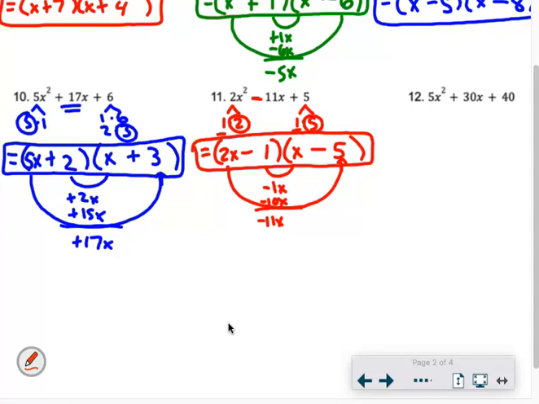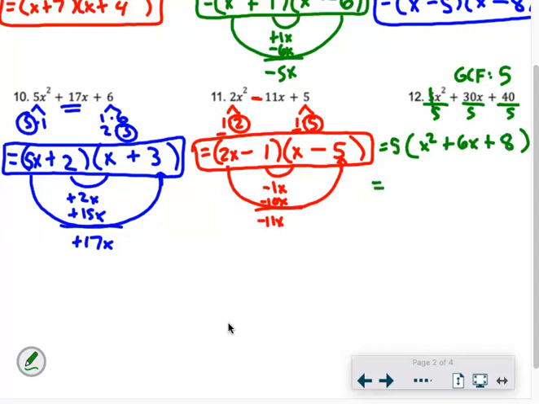Okay, number 12, again, you have a number in front, but first thing I would say is, can you take a GCF out? This one has a GCF. You could take 5 out of all 3 of those numbers. So the first thing I'm going to do is put a 5 down, and then I'm going to divide everything by 5. This is what I would look for on a problem like number 12. So these 5s will cancel. That's just x squared now. Plus 30 divided by 5 is 6x. Plus 40 divided by 5 is 8.